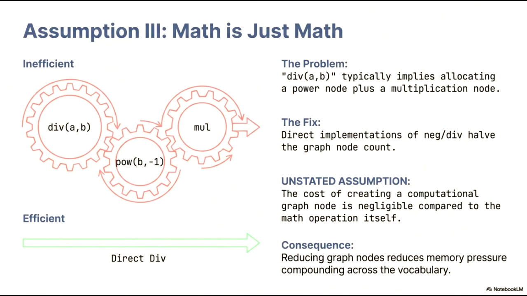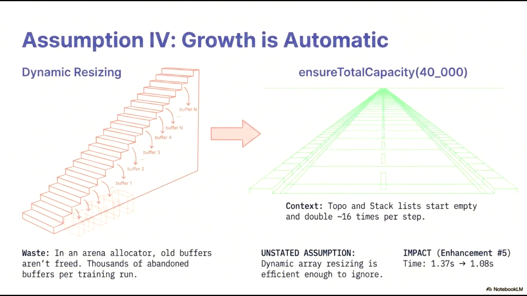This highlights a common unstated assumption that the cost of creating a computational graph node is negligible compared to the mathematical operation it performs. However, when we scale, this overhead becomes significant. The ultimate consequence of reducing these nodes is a marked decrease in memory pressure, which otherwise compounds across the entire model vocabulary. Assumption 4 challenges the notion that automatic growth is always optimal. In a typical dynamic resizing scenario, arrays expand as needed, which seems convenient.